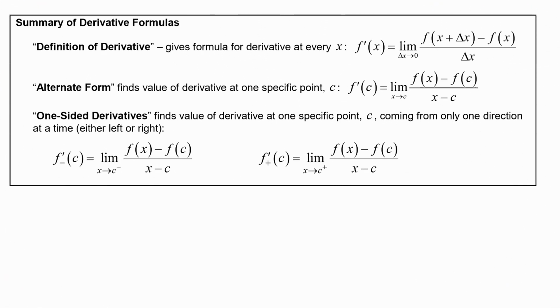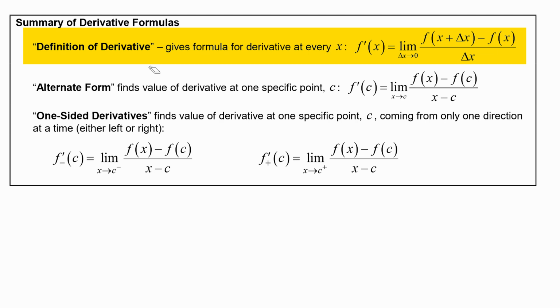And now here, I've just made a quick summary of derivative formulas that you learned in this lesson. Definition of derivative gives the formula for the derivative at every x value, and that's f prime of x is equal to the limit as delta x goes to 0 of f of x plus delta x minus f of x over delta x. And this will give you a formula that you can then plug in x values to find the derivative.